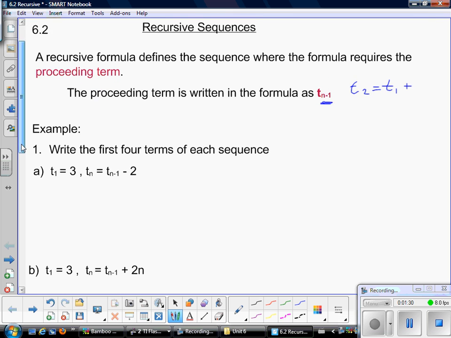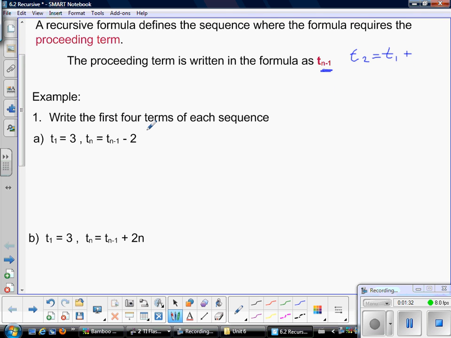So let's look at some examples here. It says, write the first 4 terms of each sequence. Notice they've given me the first term, because I need to know the preceding term, the term before. So t1 obviously is 3. T2, according to my formula, says I take the term before, which is t1, and I subtract 2.